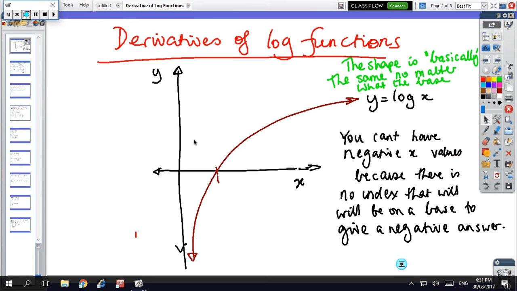Okay, so this will be maybe a 10-minute video on derivatives of log functions.